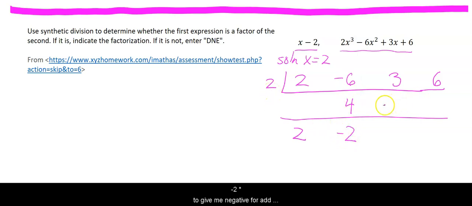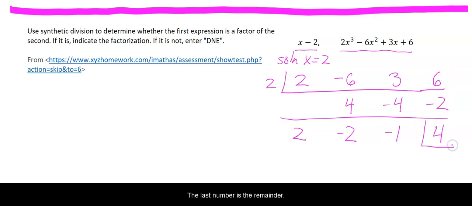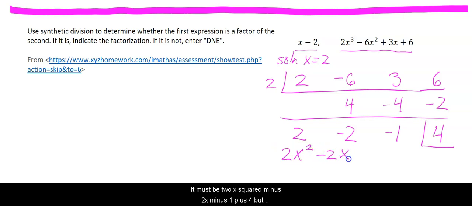-2 times 2 would give me -4. Add the column down to get -1. -1 times 2 gives me -2. Add the column down to get 4. The last number is the remainder. Since the original is 2x cubed, then the quotient has to be 1 degree less, or x squared. It must be 2x squared minus 2x minus 1 plus 4 that never got divided by x minus 2.